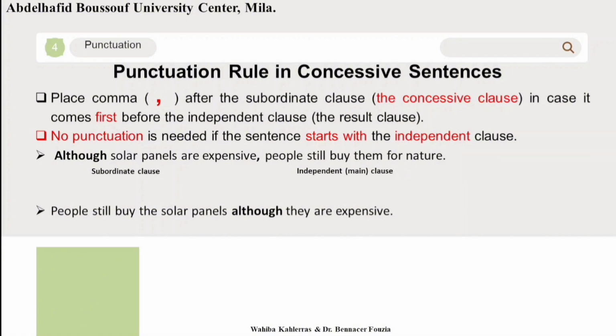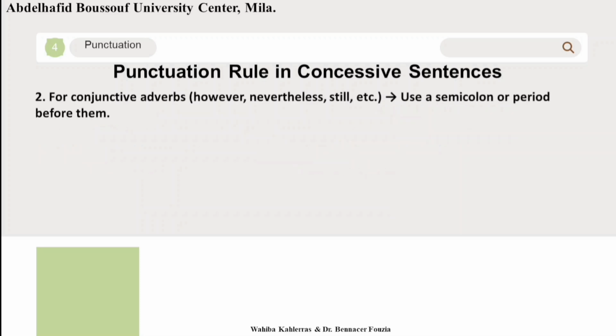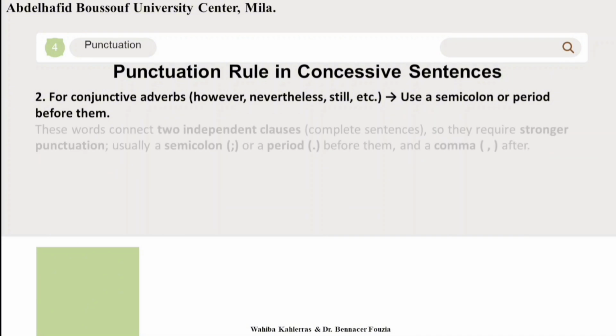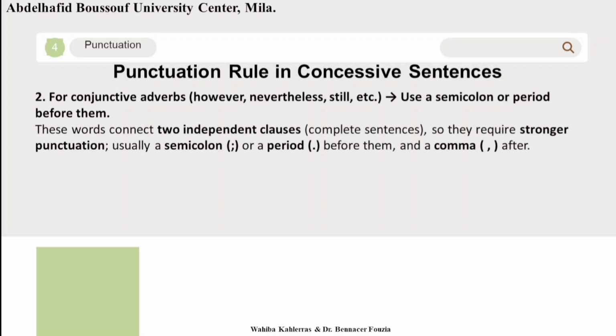When the opposite happens, which is the independent clause comes first and then the subordinate clause comes second, we need no punctuation. This is when I use the second group of conjunctions, which are although, though, and even though. If I use however, nevertheless, still, but, and the synonyms, I cannot invert the sentences, and therefore the punctuation differs.